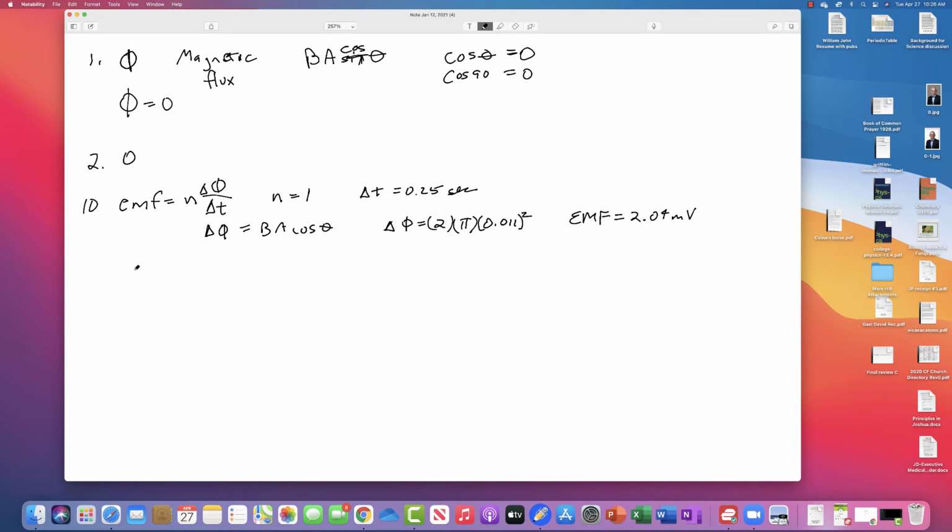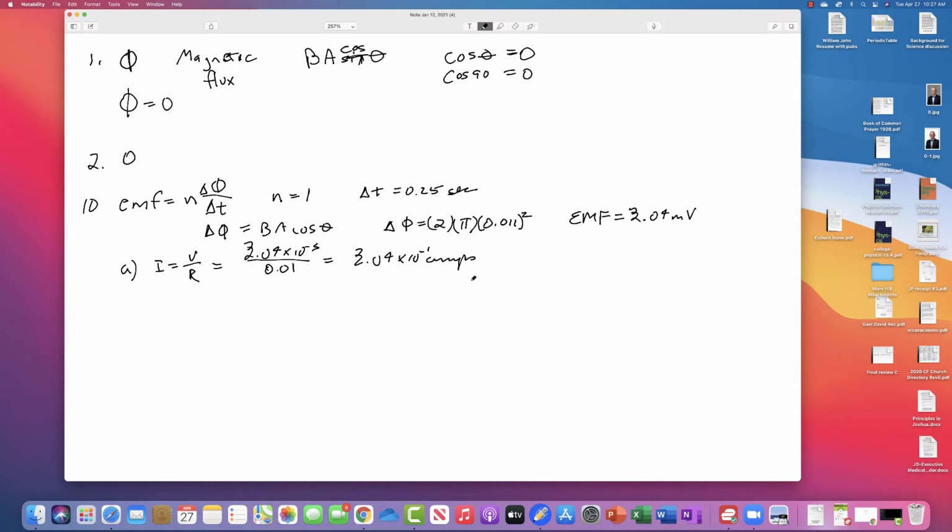Now it tells you, in part A, that the resistance is 0.01 ohms, so what is the current? Well, the current is equal to the voltage divided by the resistance, which is equal to 2.04 times 10 to the minus 3 divided by 0.01, which is 2.04 times 10 to the minus 1 amps.